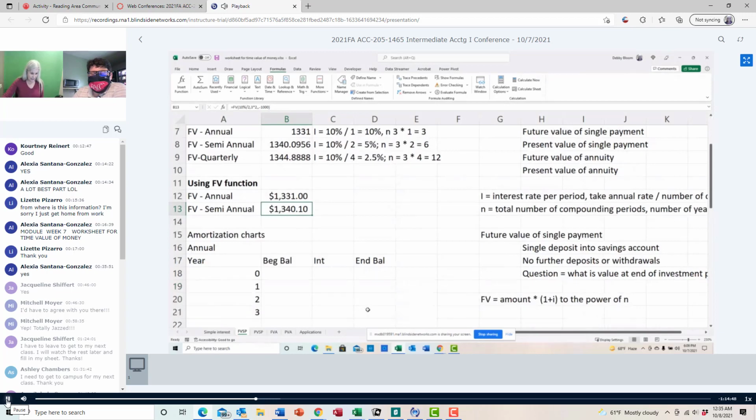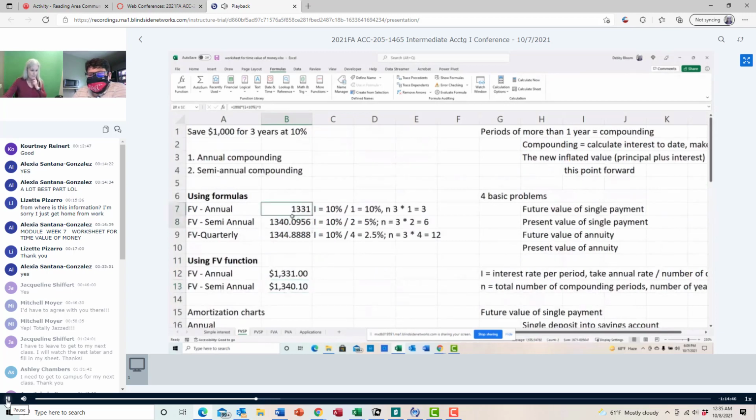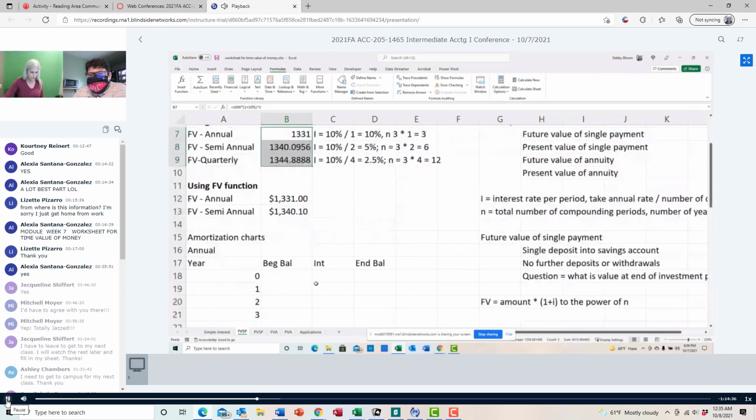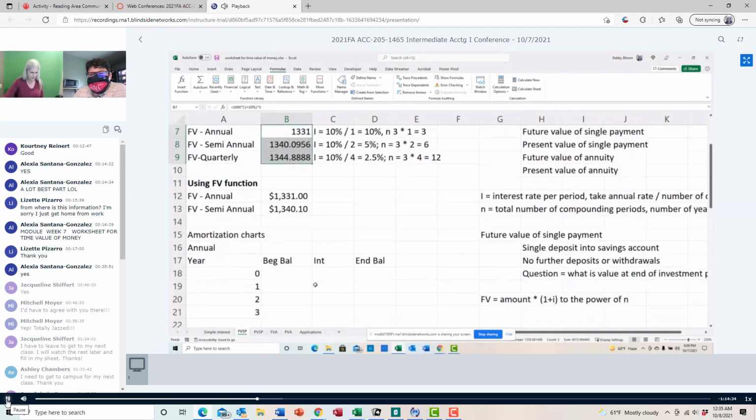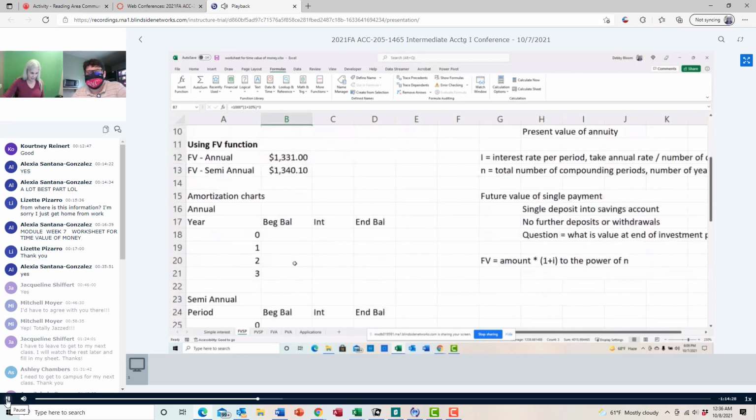Now, this just gives us the answer, but as accountants, we need to know how much interest we earn each period in order to do the adjusting entries. So in order to know how much interest we're going to earn each amortization period, we're going to do an amortization chart.